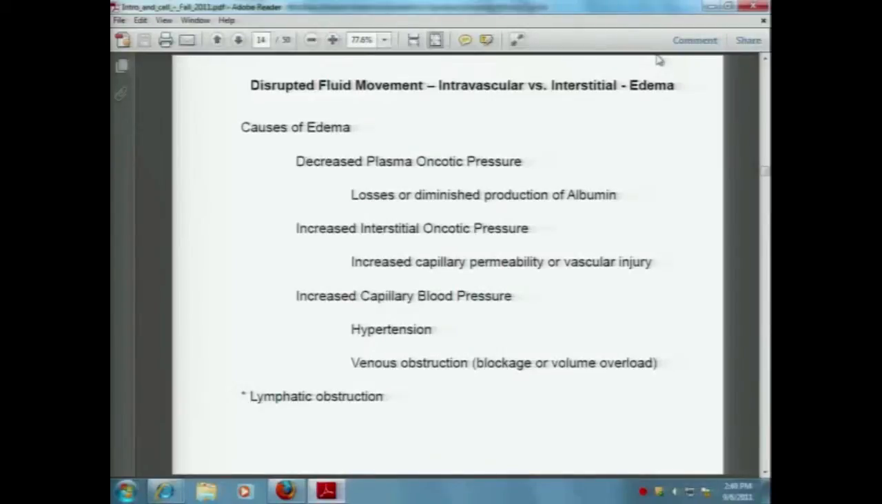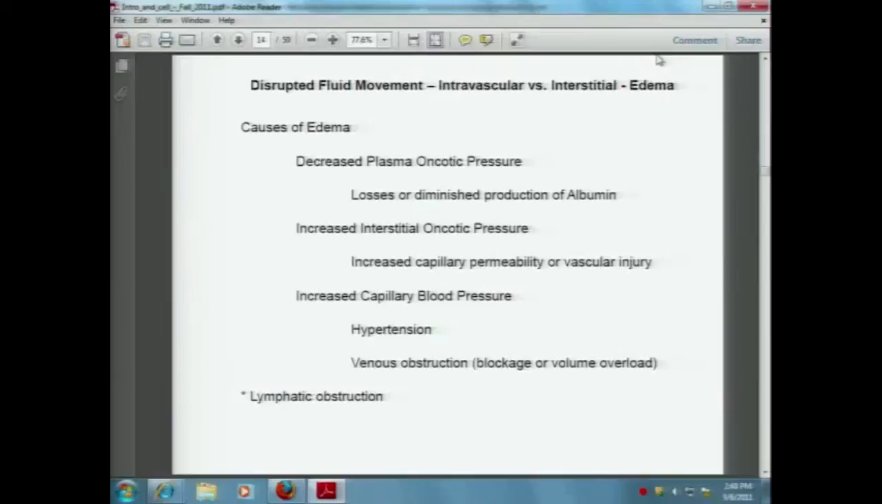Also, volume overload. A volume overload state acts very similarly to a venous obstruction, okay, where you just have more fluid throughout the entire system, and that elevates capillary blood pressure. Okay. And then finally, another cause of edema is lymphatic obstruction. Okay. And sometimes this is referred to as lymphedema. And lymphatic obstruction occurs when the vessels to an area, the lymphatic vessels to an area, the drainage of those vessels is obstructed. Okay.